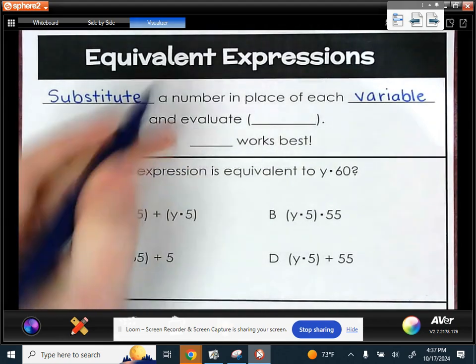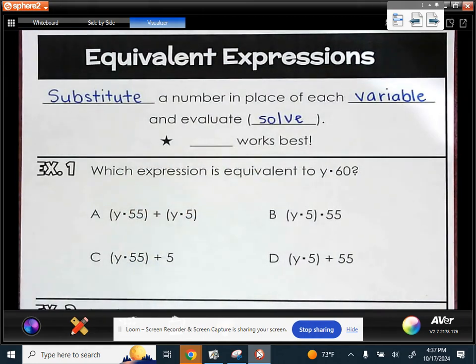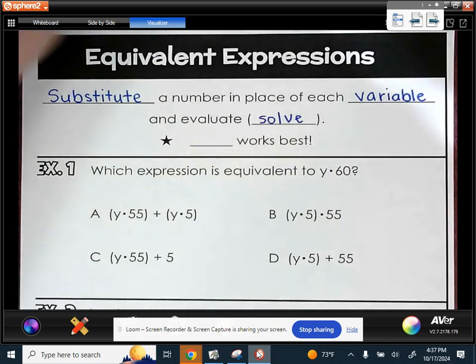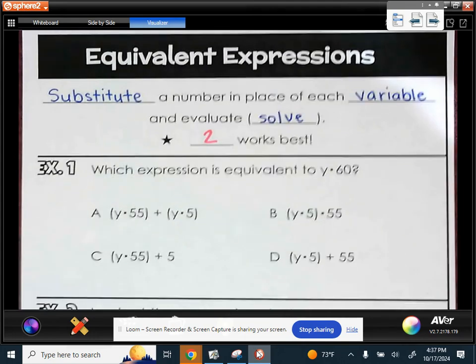And then we're going to evaluate. Evaluate is just a fancy math word that means solve. You can technically use any number, but the one that I have found to work the best is the number 2. It's easy to work with, and if we do 547, then that's going to be a lot of math, so let's just work smarter, not harder.